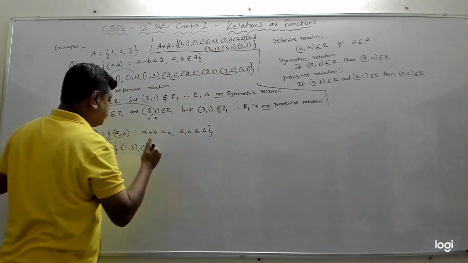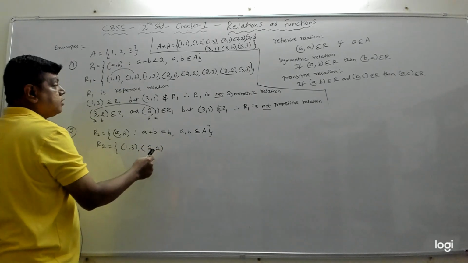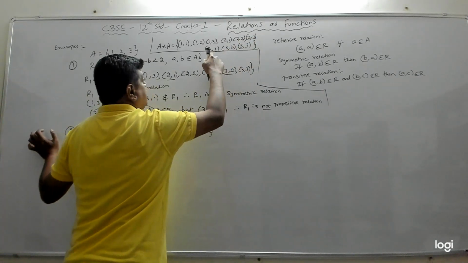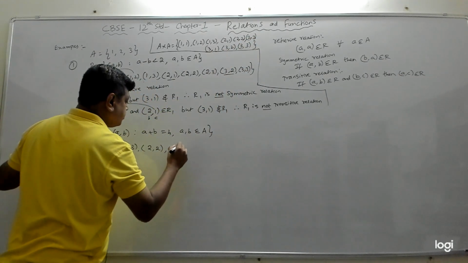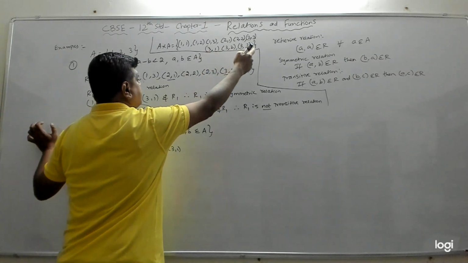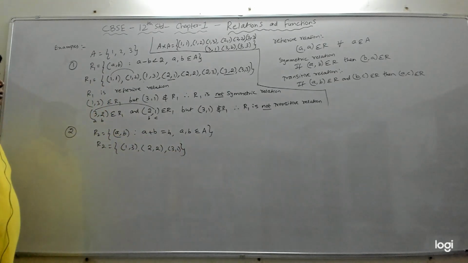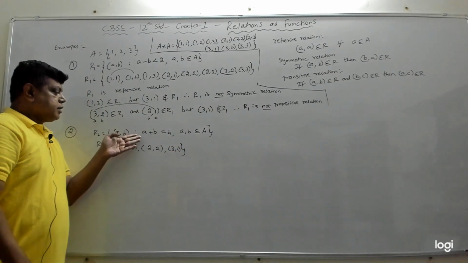(2, 2) will come because 2 plus 2 is 4. It is satisfying this condition. Then (2, 3) will not come. (3, 1) will come. Then (3, 2) won't come, and (3, 3) won't come. That's it. So this is your R2 set, the corresponding set for this relation.